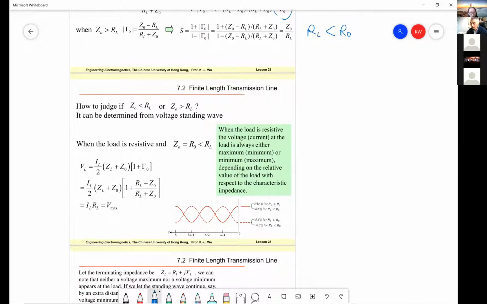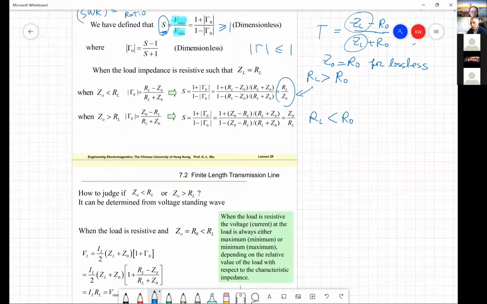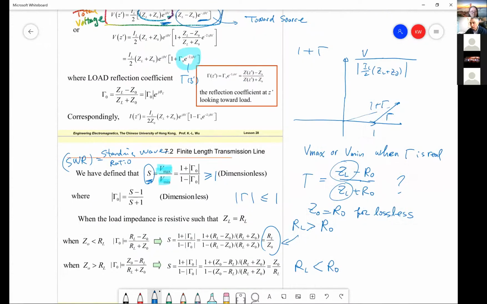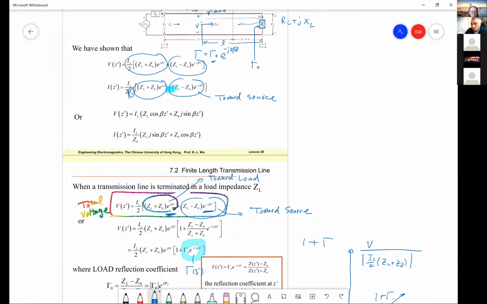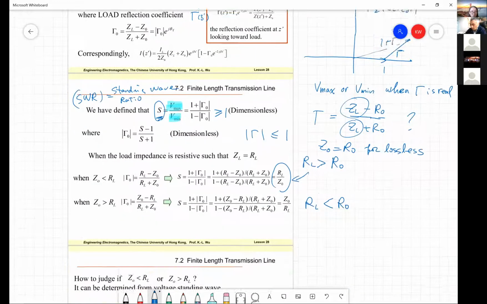By the way, voltage and current are just opposite. Once the voltage reaches a maximum, the current reaches a minimum. The reason is clear: the voltage here is maximum, but the current here has a minus sign while the voltage has a plus. I'm sure you can figure it out.